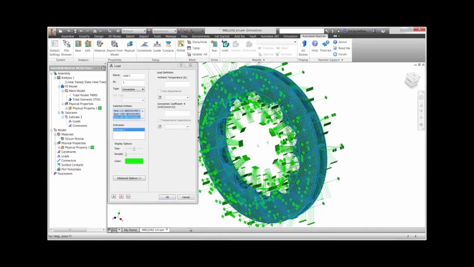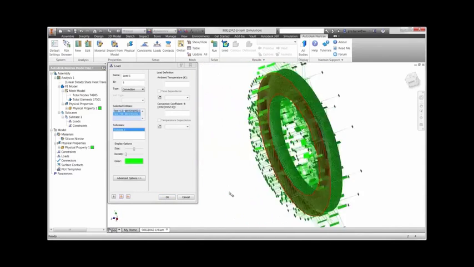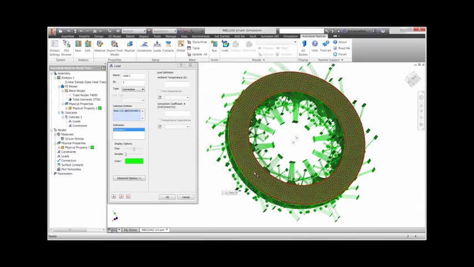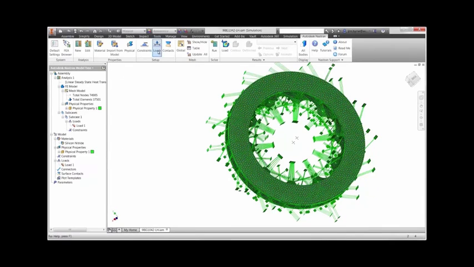All of the faces need to be selected except for the two faces that are coming in contact with the brake pad. We'll put the outside temperature of 293 degrees Kelvin or 70 degrees Fahrenheit. Then the convection coefficient based on the material and ambient airflow.